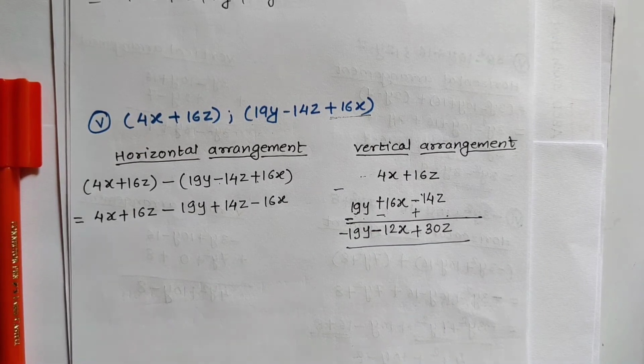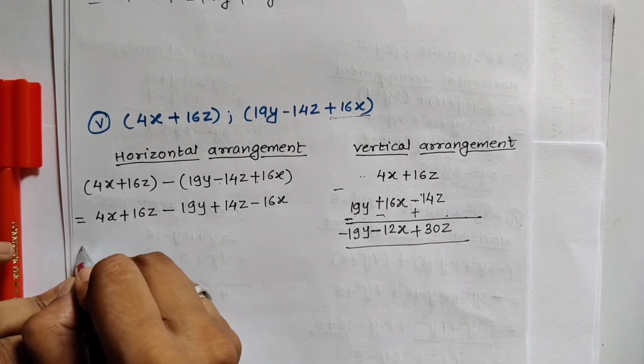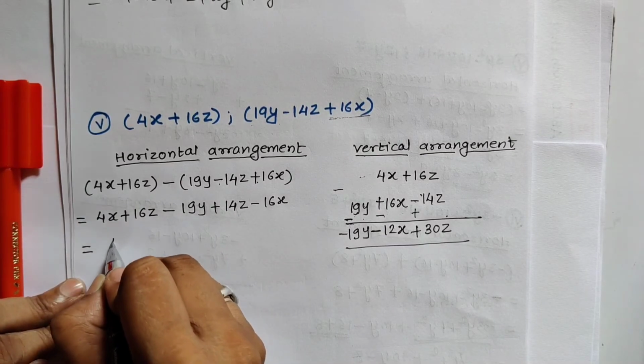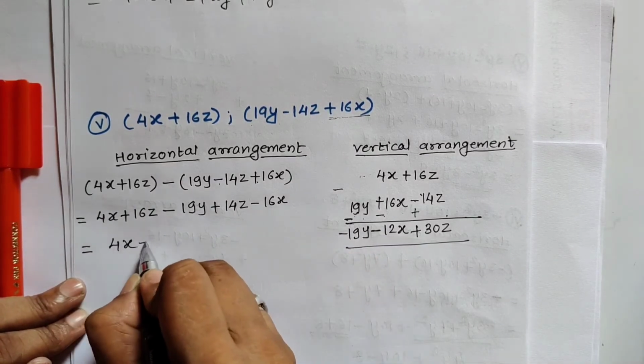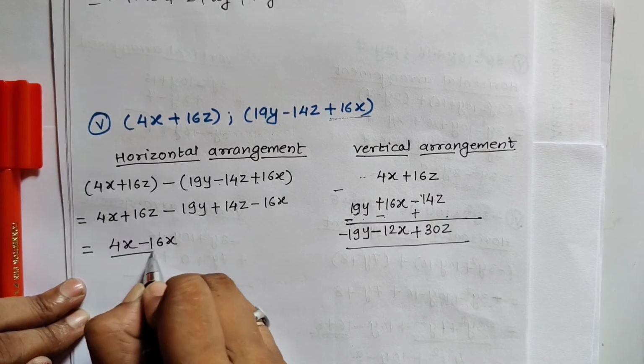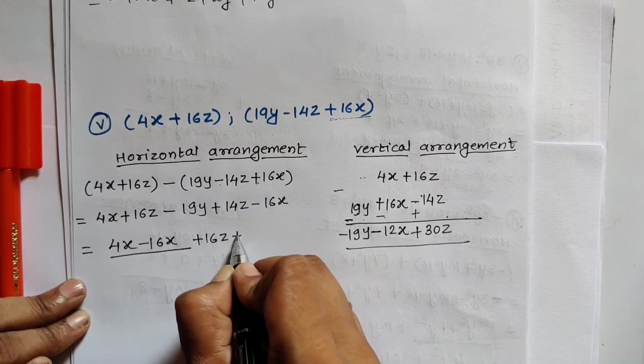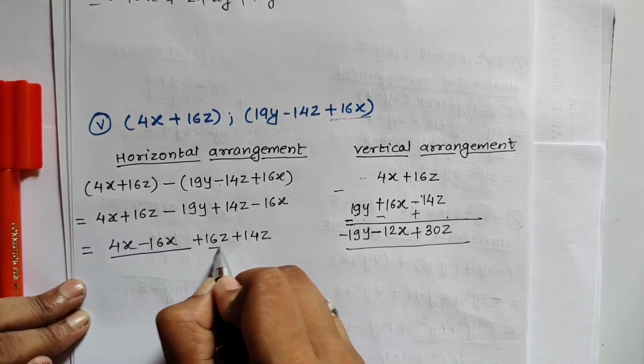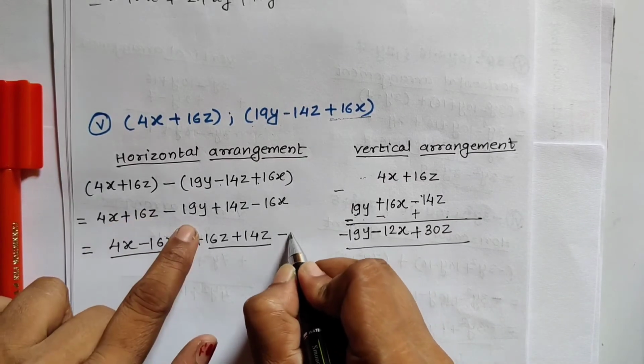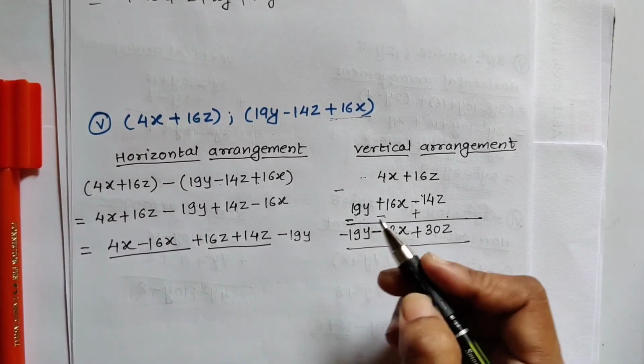Okay. Now what we have to do? We have to write the like terms together. 4x minus 16x plus 16z plus 14z, and then only minus 19y is remaining in the end. Write it as it is.